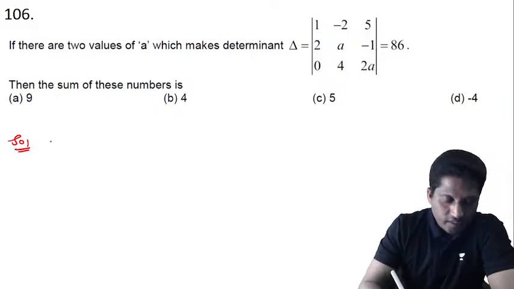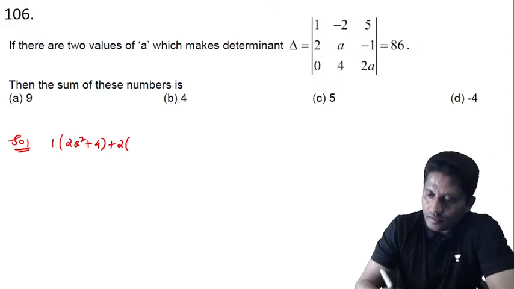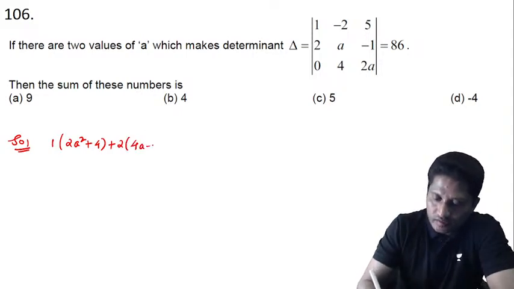If I expand this, you get 1 into delete first row, first column, you get 2a square plus 4, right? Plus 2 into delete first row, second column, you will get 4a minus 0.